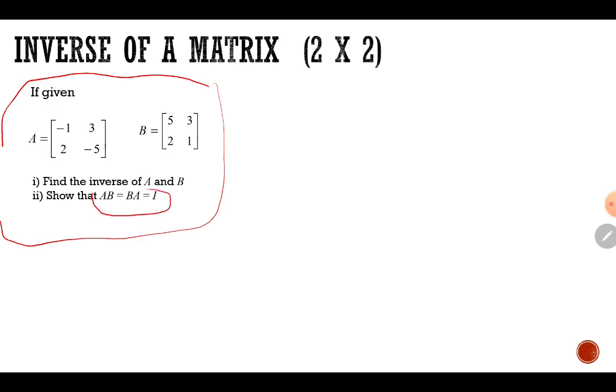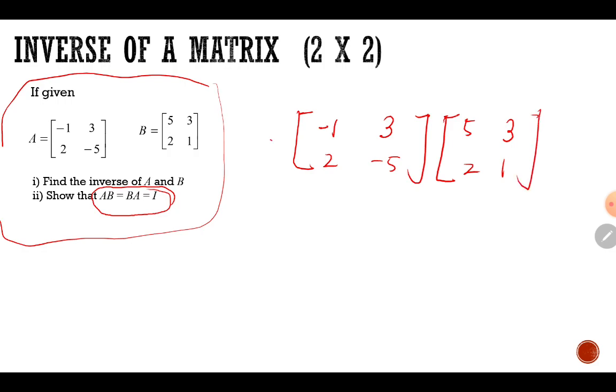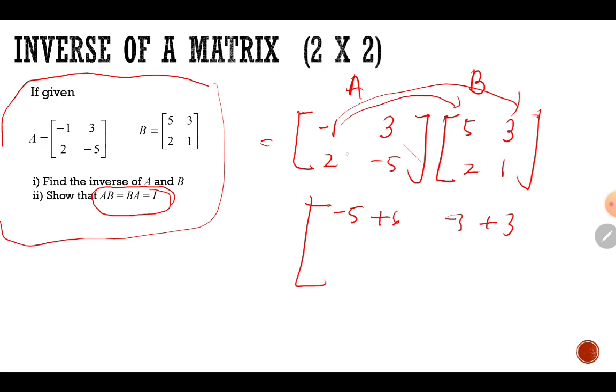So now you try to solve this second part. Show that AB and BA are equal to an identity matrix. So quickly, let's try to multiply this. -1, 3, 2, -5. We proved earlier that both matrices are inverses of each other. 5, 3, 2, 1. To prove it, just multiply. This is A, this is B. So, -5 plus 6, and here -3 plus 3. This one, 10 minus 10. And then this one, 6 minus 5.